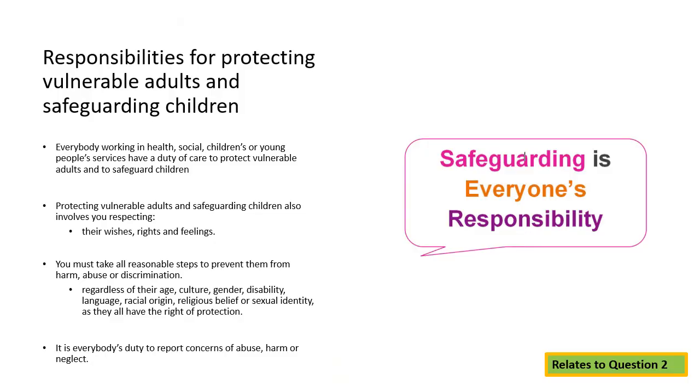So we're now going to look at some slides relating to question number 2. We're going to look at responsibilities for protecting vulnerable adults and safeguarding children. I know we've talked about this before. Some of the questions do overlap, but it's important that you understand everybody working in health, social care, children and young people's services has a duty of care to protect vulnerable adults and to safeguard children.